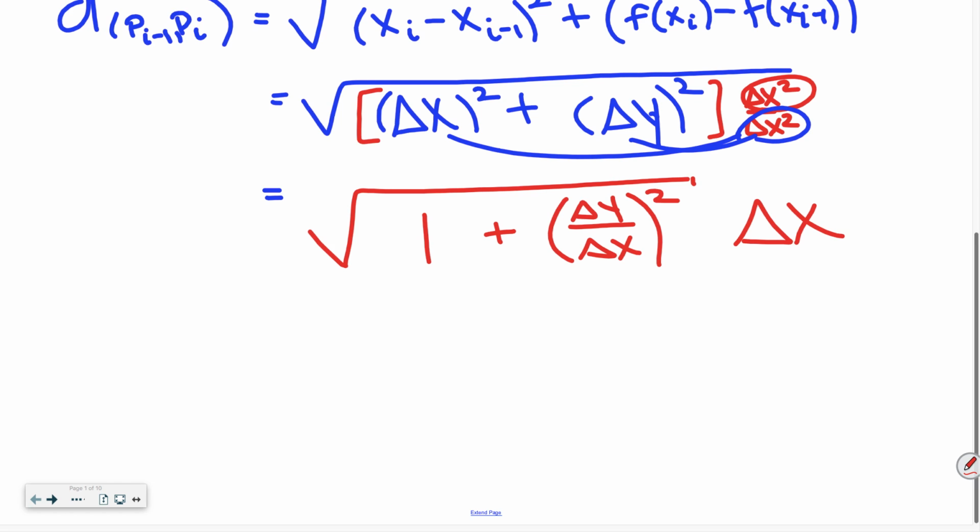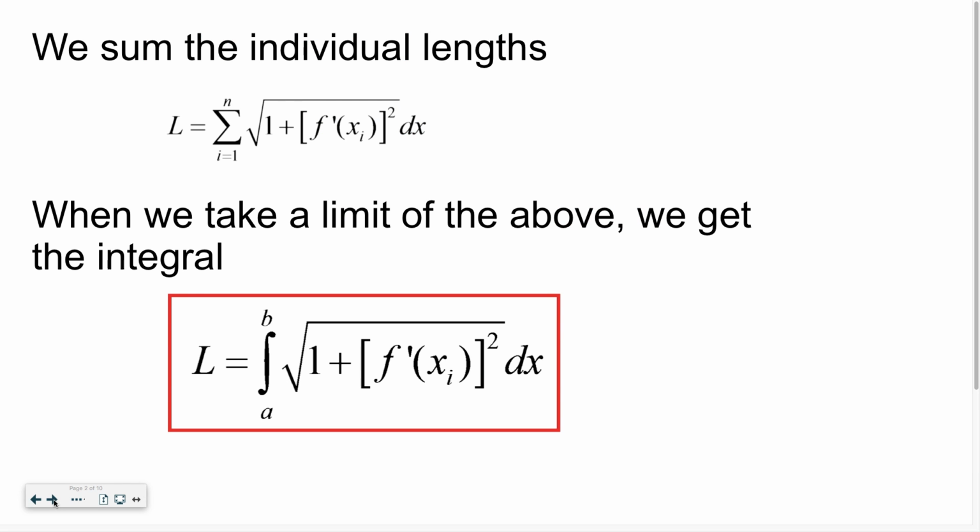Now we can add a bunch of little distances up by taking the integral. This is what you need to know. I'm just showing you where it came from. And we wouldn't necessarily need that i anymore.